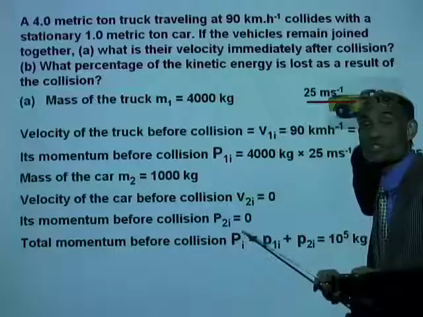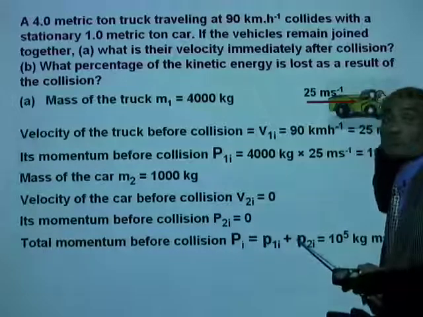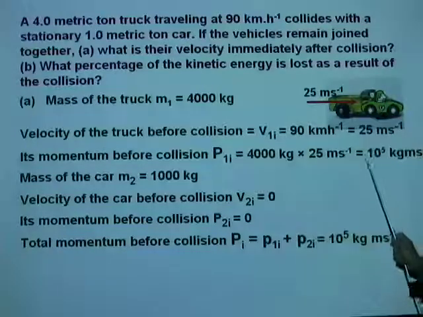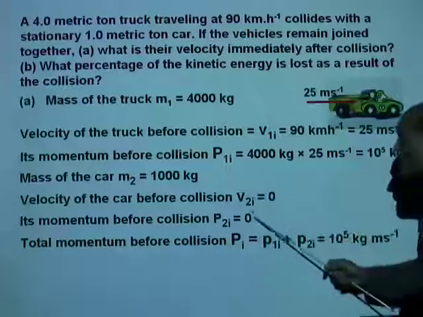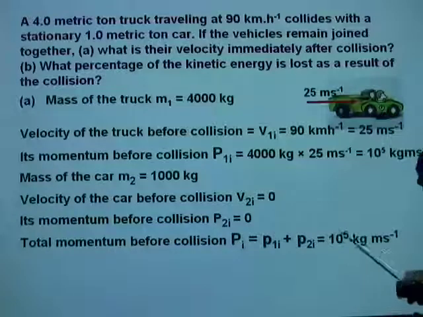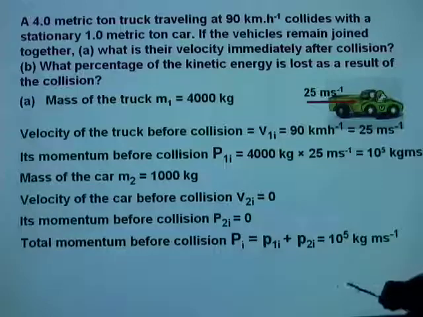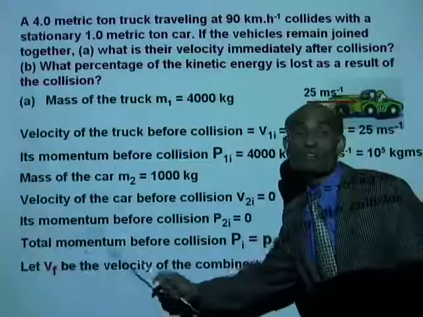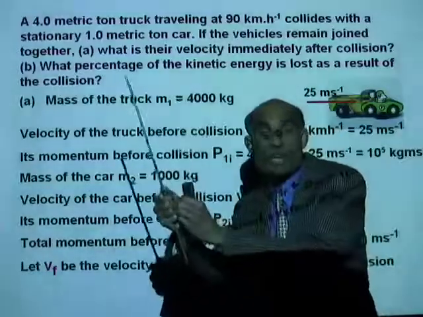So what is the total momentum of the car truck system before collision? Pi, the initial momentum of the system, is P1I plus P2I. P1I is 10 to the power 5 kilogram meter per second, P2I is 0, therefore the total initial momentum is 10 to the power 5 kilogram meter per second. We need to find the velocity of the system after they collide.